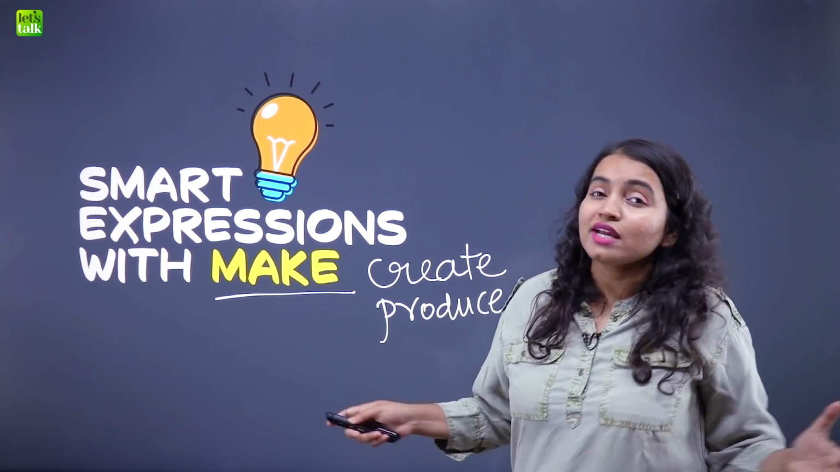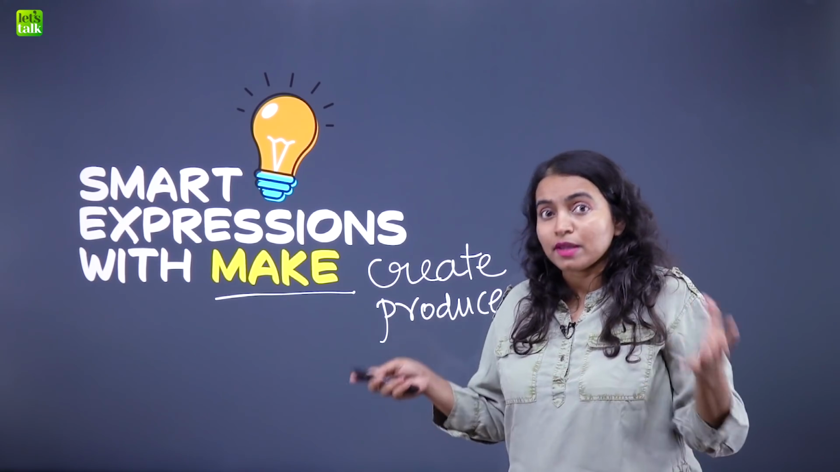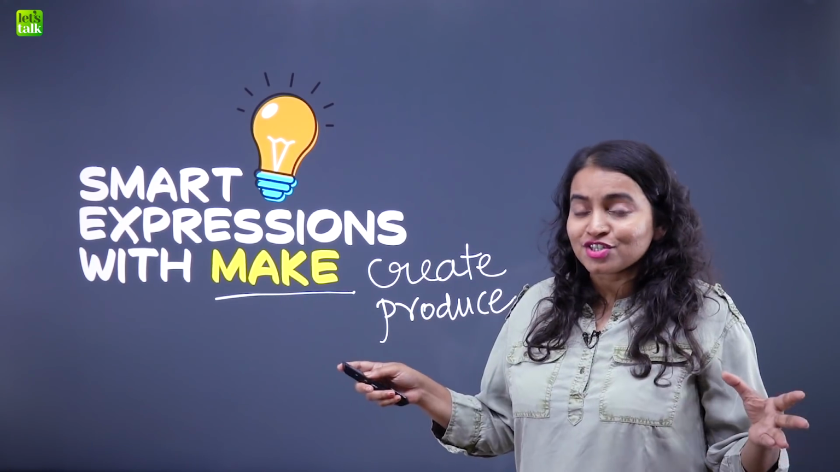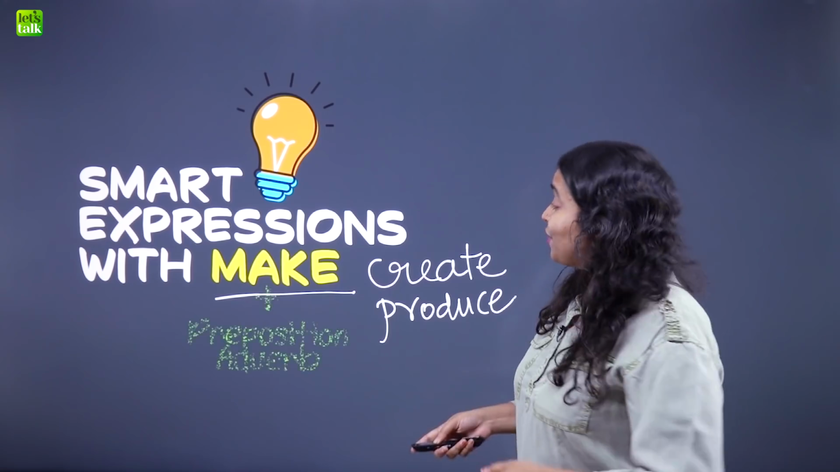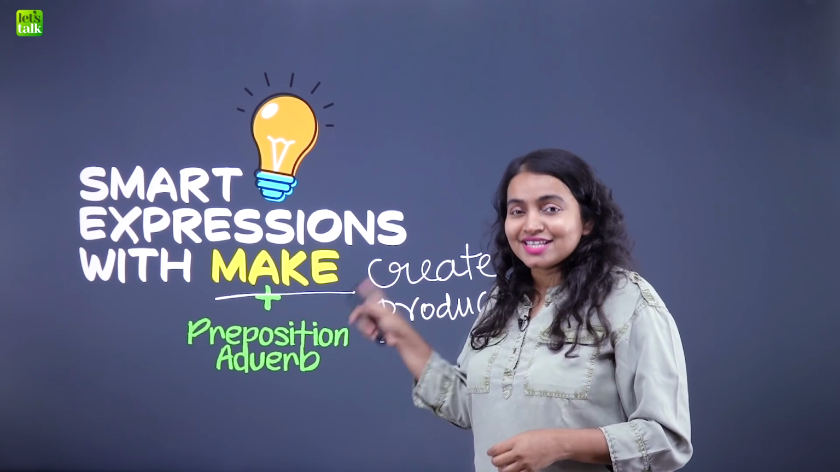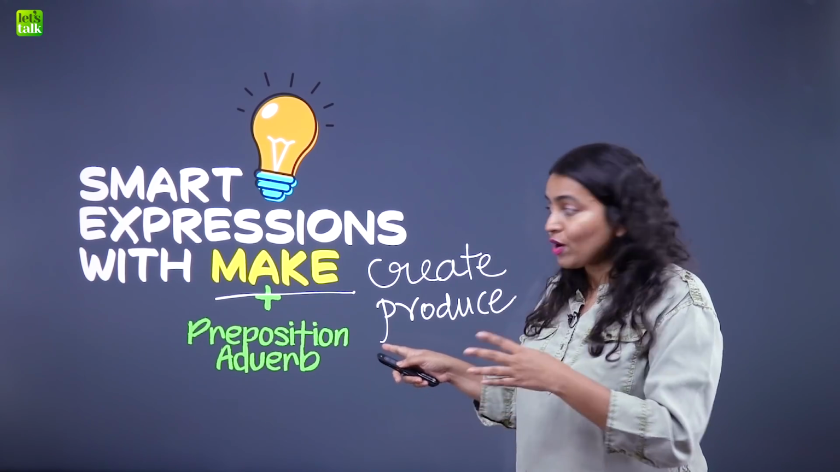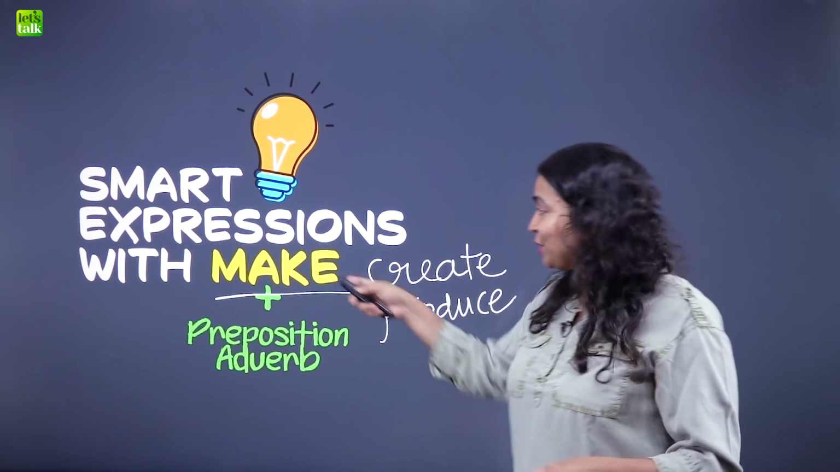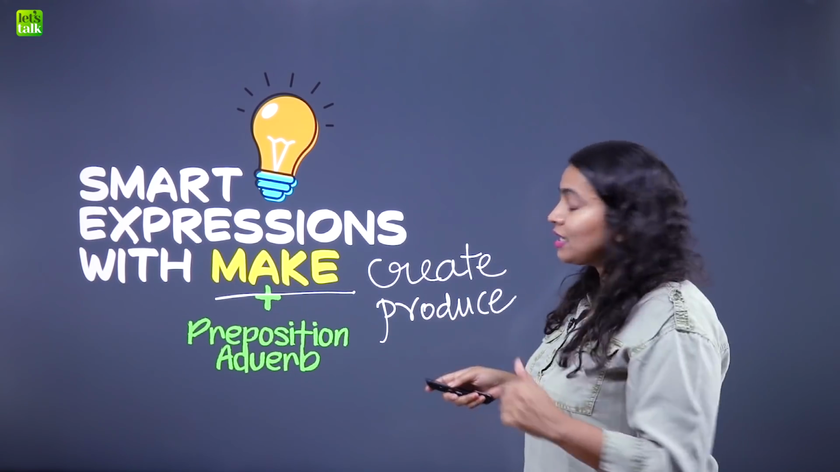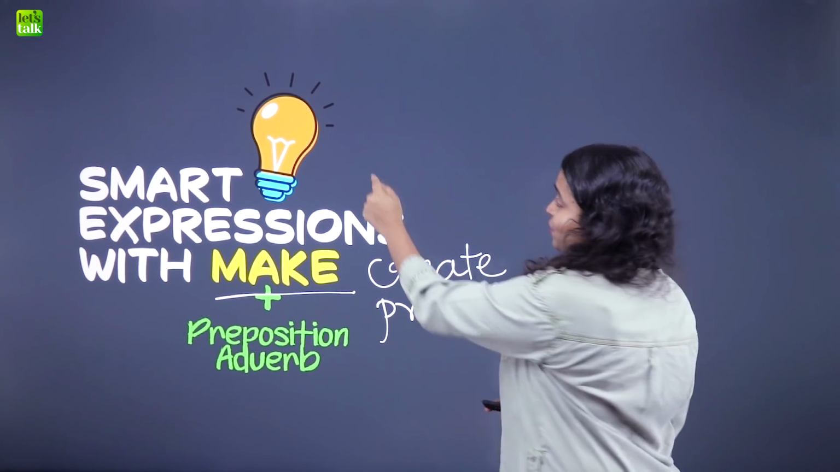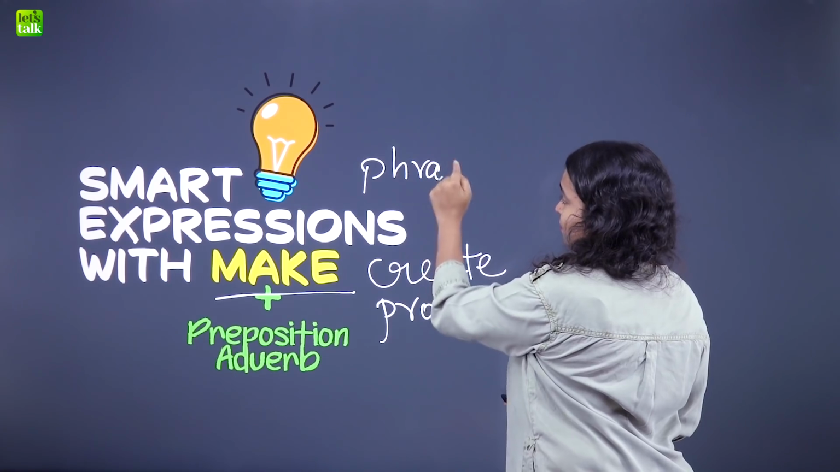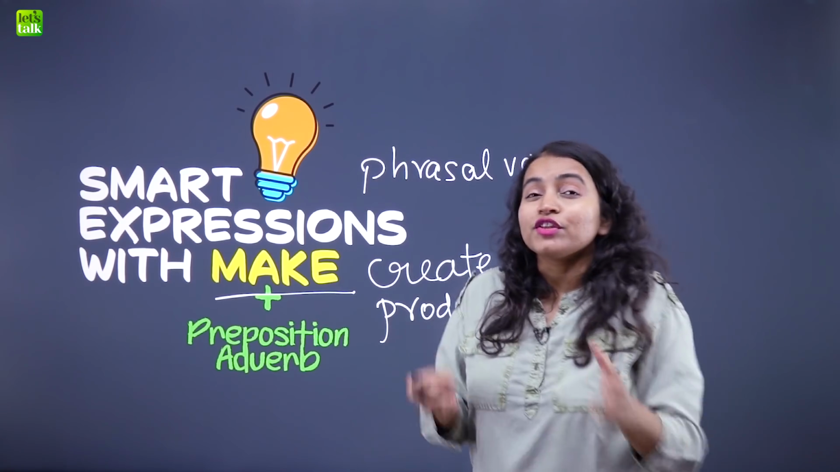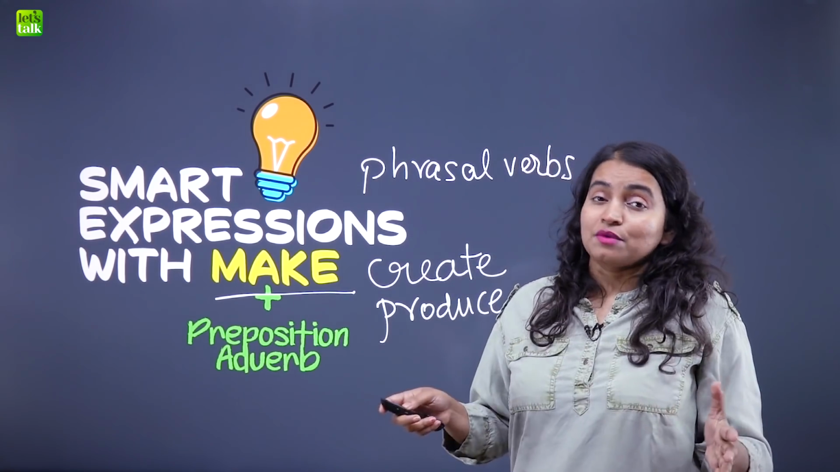But the great thing about English is that you don't need to know really big words to speak good English. Even if you know this word, you can speak a lot of English and speak really well. You know how? You simply have to pair this word with a preposition or an adverb, and you will come out with some really smart expressions by using this simple word. Now, in grammar, these smart expressions are also called phrasal verbs. And believe me, when you use phrasal verbs, you are going to sound like a really fluent speaker.